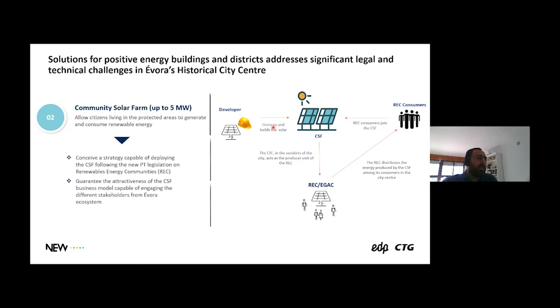On the right side, you can see that we have a very simple sketch of how this could potentially be developed. So basically, we have a developer there that licenses and builds the community solar farm. Then we have the renewable energy community consumers, or the collective self-consumption consumers. It depends on how we want to frame it. And then we will have the EJAC, the entity that will be responsible to manage the citizens' energy sharing coefficients and will be responsible to communicate with the DSO, to manage the community solar farm, etc.